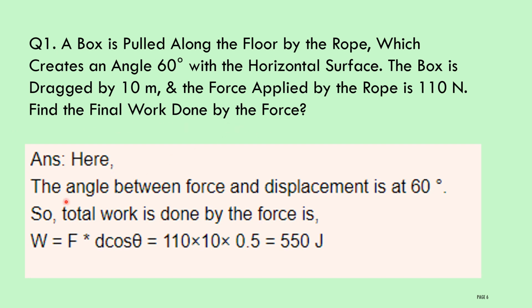Here they are given the angle between the force and displacement, which is 60°. So the total work done is given by the formula: work done is force into displacement into cos theta. Here force is 110 Newton into distance 10 meter into cos 60°. Cos 60° has a value of 1 by 2, which is 0.5. If you solve this, you will get 550 joule. This is the total work done.